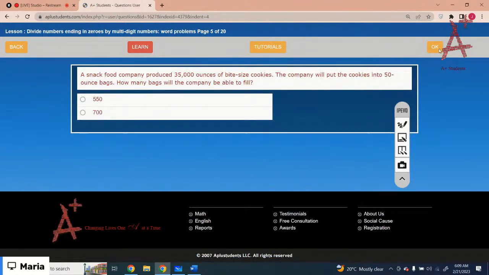Okay, the next one is: a snack food company produced 35,000 ounces of bite-sized cookies. The company will put the cookies into 50 ounce bags. How many bags will the company be able to fill? So you have to divide 35,000 by 50.